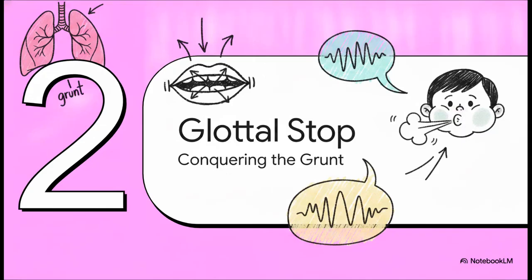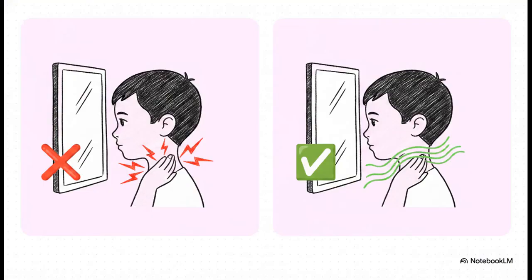Moving on to section 2, conquering the glottal stop. A glottal stop often happens when a child tries to compensate for not getting enough air pressure in their mouth. They end up producing this sudden grunt sound by snapping their vocal cords together and releasing them super quickly.